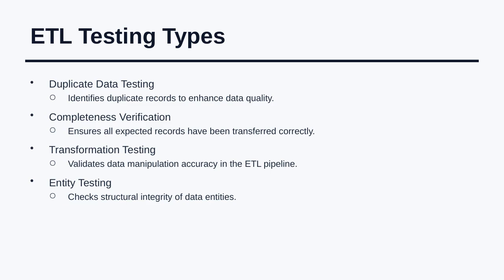Transformation testing focuses on checking that any changes or calculations applied during the ETL process are done correctly, ensuring the data is accurate after manipulation. Lastly, entity testing looks at the structure of the data itself, verifying that tables and relationships remain intact and consistent. Together, these testing types help us catch common issues like data mismatches, missing records, or transformation errors, giving us confidence that the data warehouse reflects the true state of the source systems. Next, we'll explore some practical test scenarios to see how these concepts come to life in real ETL environments.